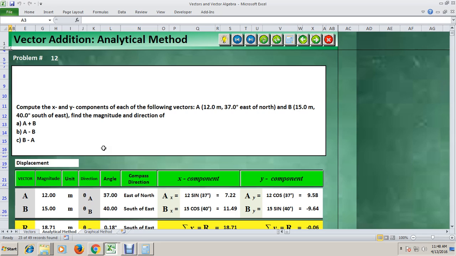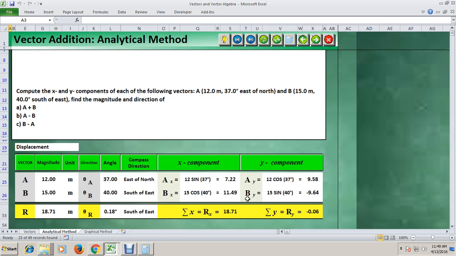Problem number 12. You compute for the x and y components of each of the following vectors. Vector A, 12 meters 37 degrees east of north. Vector B is 15 meters 40 degrees south of east. And what is being asked here is we are asked to find the magnitude and direction of A plus B, A minus B, and B minus A. Okay, so first let's try to draw the corresponding vectors.